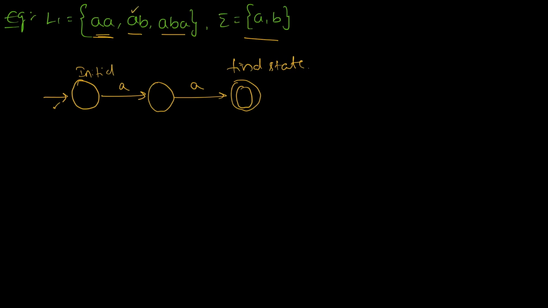Now consider the string AB. On seeing A, we already have a transition from the initial state. On seeing B, from this state, we need to accept it. This is again a final state.